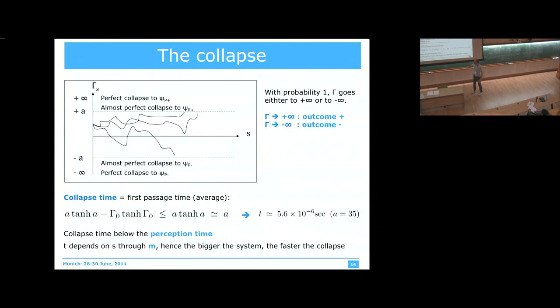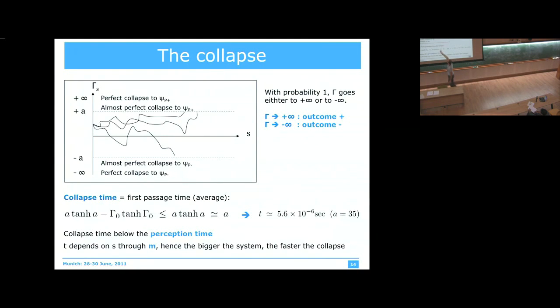Gamma going to plus infinity means that the Gaussian on the left survives and the Gaussian on the right dies. Gamma going to minus infinity means the opposite. So with probability 1, one of the two Gaussians becomes incredibly smaller, eventually 0, with respect to the other. But when does the collapse occur? Of course, to go to 0 it takes an infinite amount of time. But the important point is when does it become almost 0.